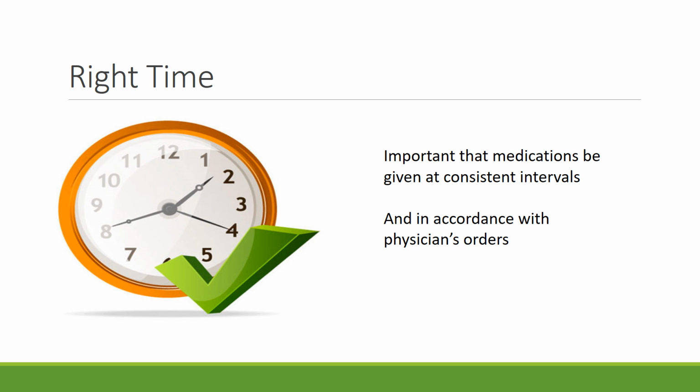Right time. It is important that medicines be given at consistent intervals. This is done in order to maintain a therapeutic level in the blood. Always look at the physician's order to see what the interval is, whether it's every 4 hours, every 6 hours, every 8 hours, to ensure that the medication is administered correctly.